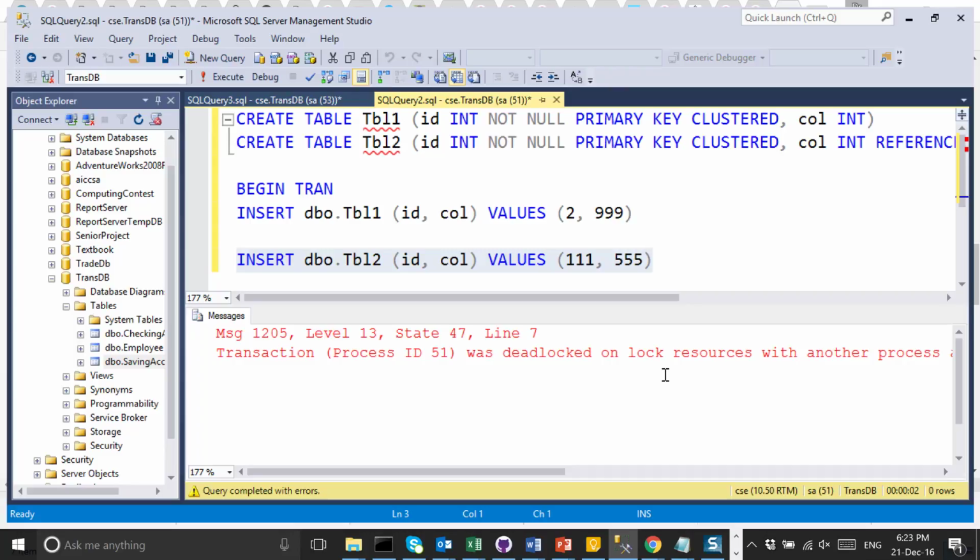So they have some process that's running in the background all the time, checking for transactions that are waiting for each other for a certain period of time, and then they will choose one of them to be rolled back. Okay, that is basically the idea.